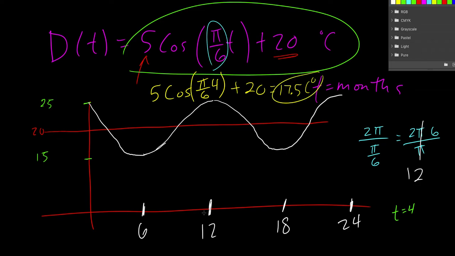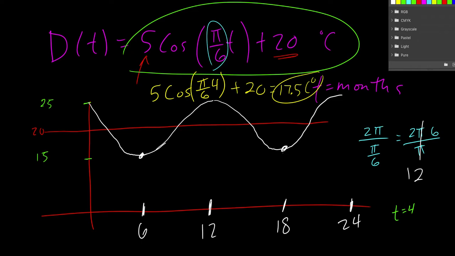Okay, we have one more part. It says find the minimum average daytime temperature and the month in which it occurs. Well, we see we have a minimum here. We also see that we have a minimum here. So we could use T equals 6 or T equals 18, and we should get both of those.